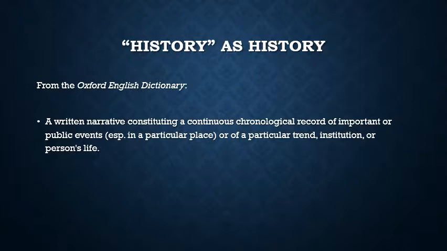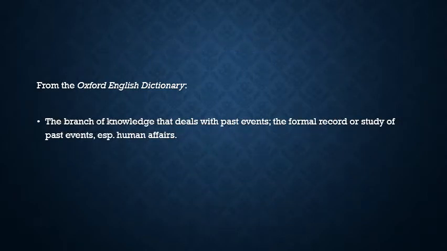So the history of Texas A&M, the history of Texas, the history of Donald Trump, whatever it might be, right? So a narrative that lists events or talks about events in a chronological order, that is going from past to present. So that's one definition. Very similar definition, broadening a little bit. History as just the entire branch of knowledge that deals with past events, the formal record or study of past events, especially human affairs. So all these different books, the history of Texas, the history of England, the history of Nike shoes, the history of painting, these are all part of the larger subject of history as such.